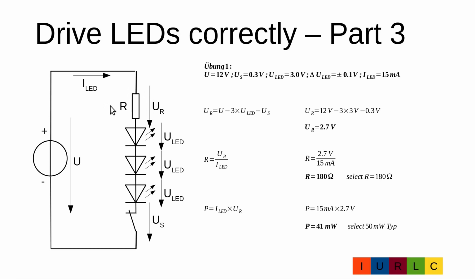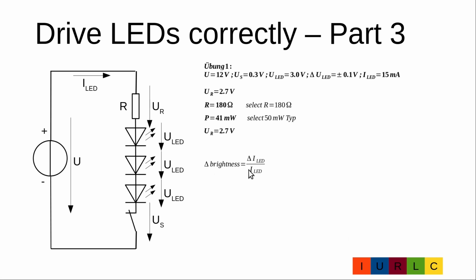Finally we calculate the power dissipation in the resistor R is ILED times UR with concrete numbers 15 milliamp times 2.7 volt. The power dissipation in the resistor is 41 milliwatt, so we select a 50 milliwatt type.